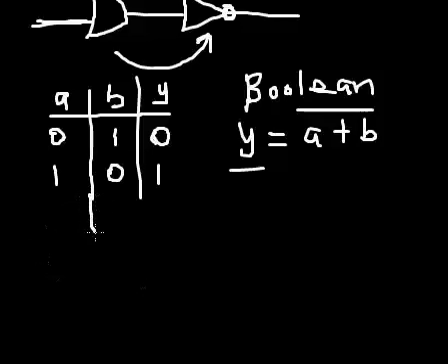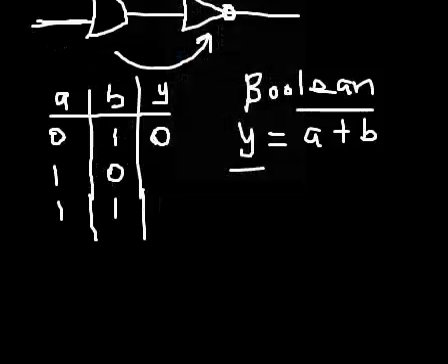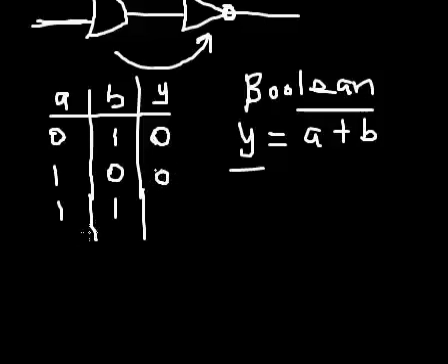Okay, then I proceed. Now 1 plus 1 is still 1, and when I invert it, it's going to be 0. Please pardon me. 1 plus 0 here is 1. Then when I invert it, it's going to be 0. 1 plus 1 is 1. When I also invert it, it is 0.